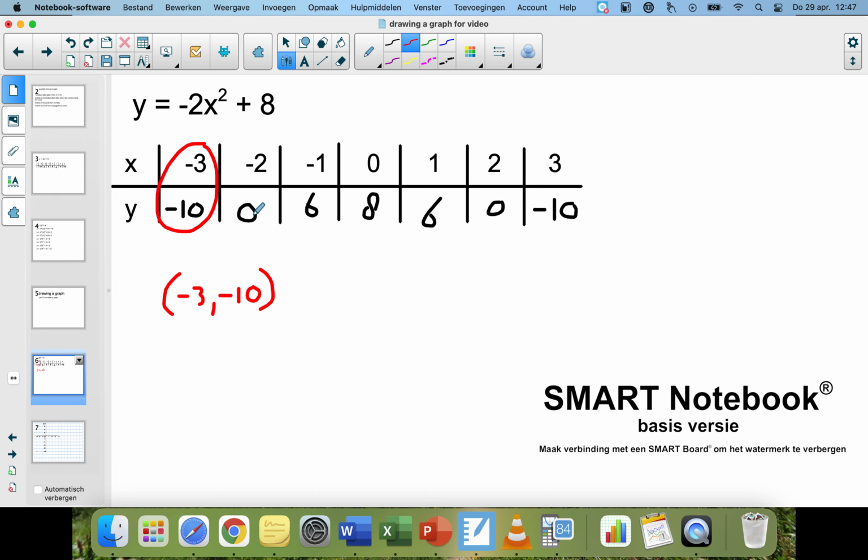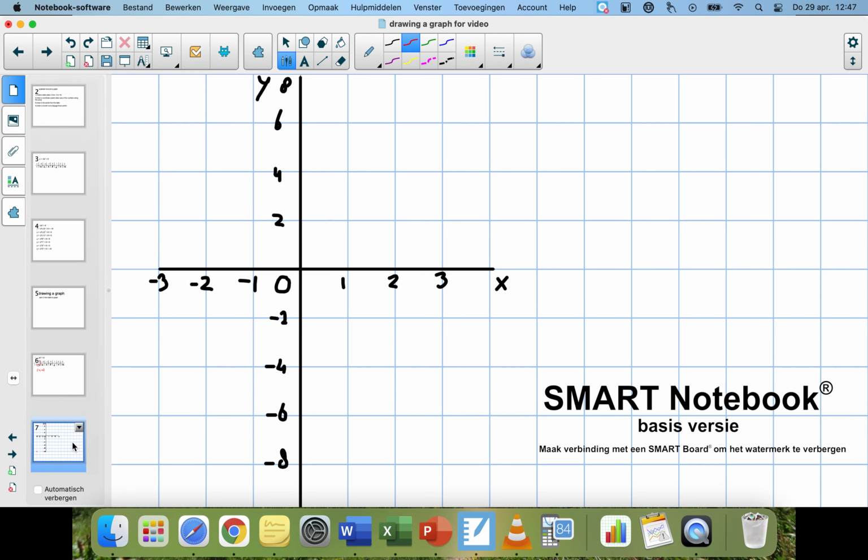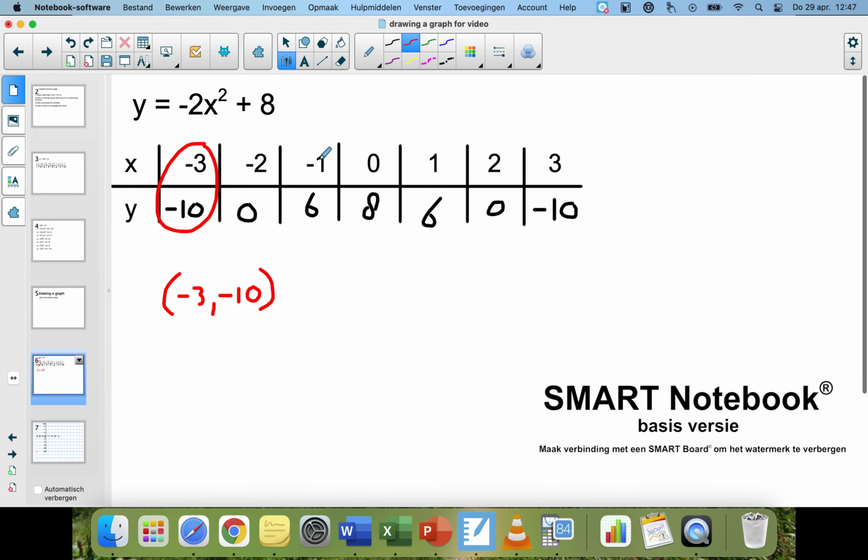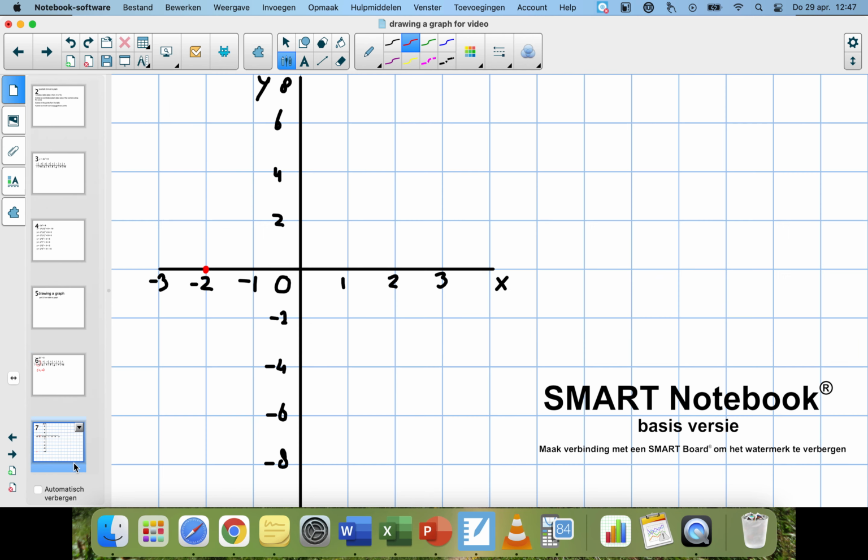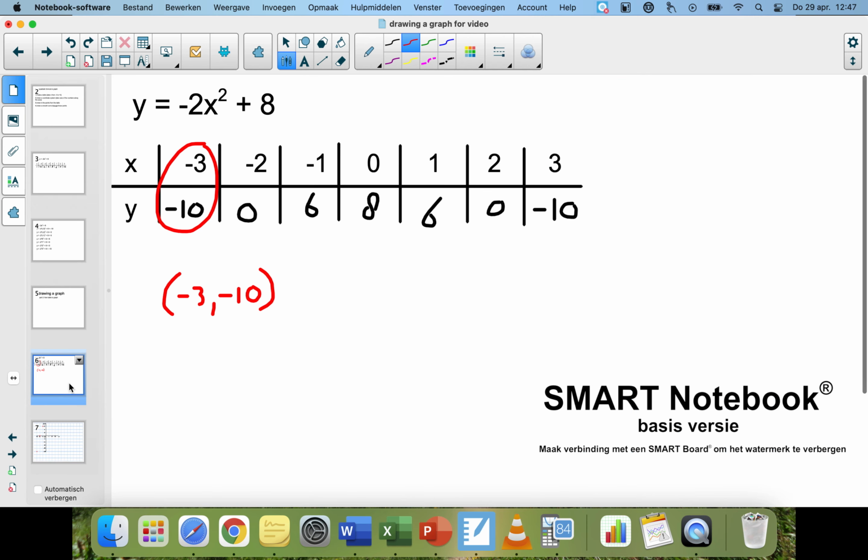If x is minus 2, we had y is 0. So if x is minus 2, then y is 0, which means we stay on the x-axis. If x is minus 1, y is 6. And finally, or not finally, but the highest point, if x is 0, then y is 8.